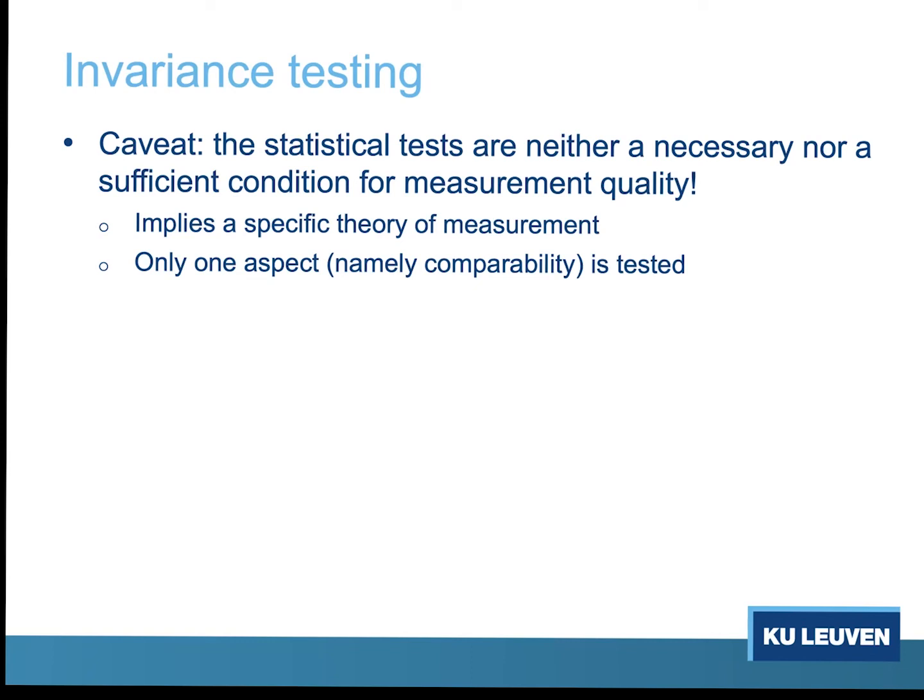Well, what we do here is assume a very specific theory of measurement, the reflective model, and then we deduce hypotheses from it and we test these, right? But of course, if the point of departure is wrong, then it's a problem. And it also only looks at one aspect of measurement quality, comparability, right?